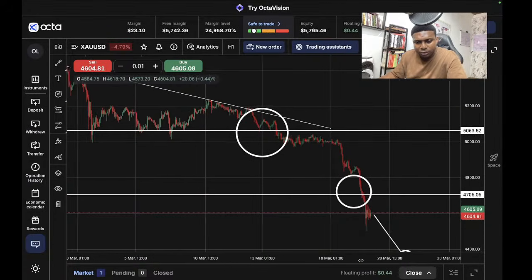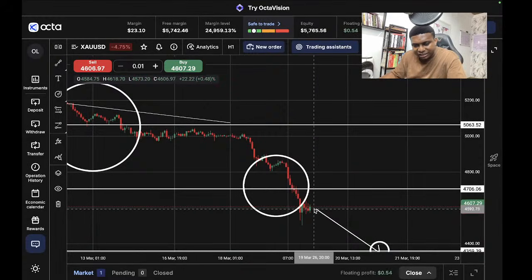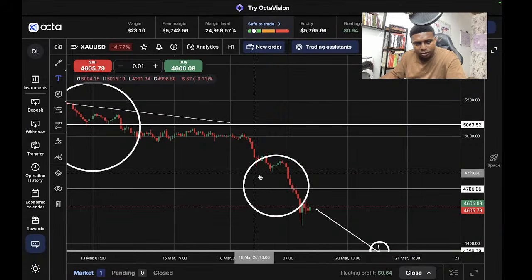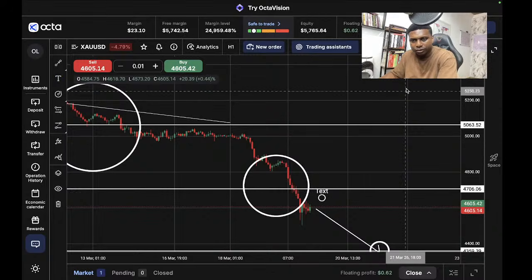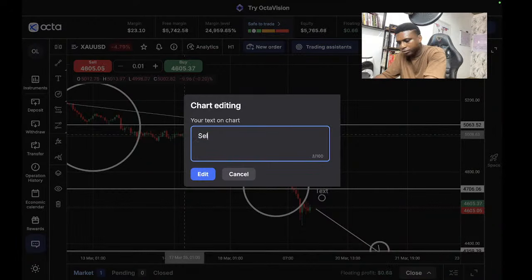So if you look at this closely now, you see that price is currently ranging at this level, and there are still sell pressures here. Sell pressure still exists.